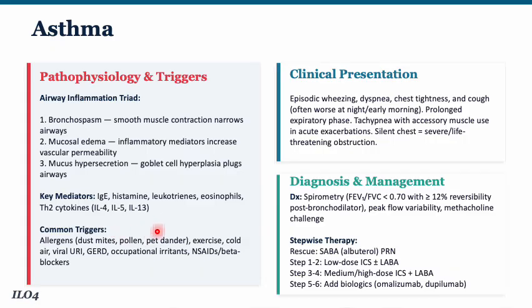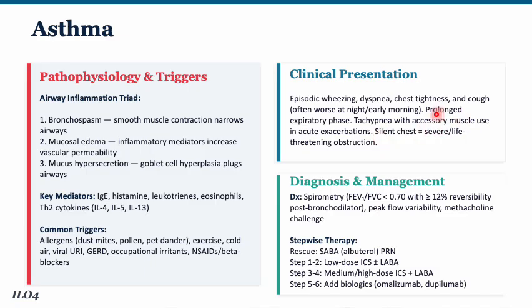Common triggers include allergens, so dust mites, pollen, pet dander, exercise, cold air, viral upper respiratory infections, GERD, occupational irritants, and NSAIDs and beta blockers. So patients will present with episodic wheezing, dyspnea, chest pain, and cough. Can often be worse at night or in the early morning.